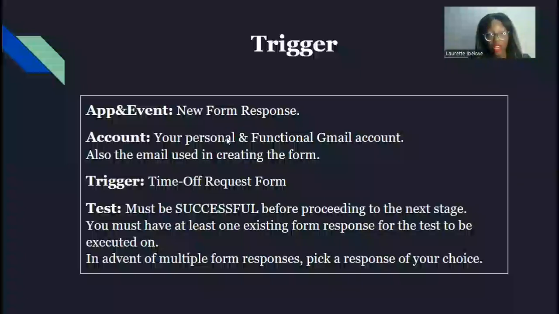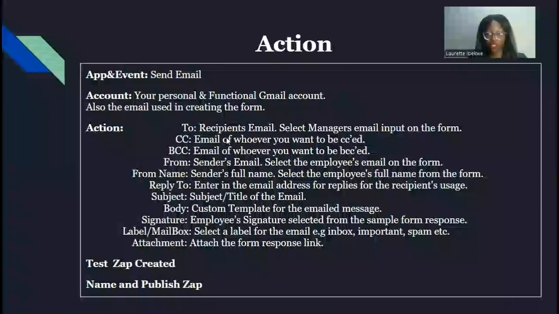Then you move to the action. The action, like I mentioned, is broken down in the same way. We have the app and events, the account, the action, and the test. Then for the app in this scenario, you're sending an email, so the app is Gmail. The app and events is to send email. The account is your personal and functional Gmail account, and also remember the email used in creating the form.